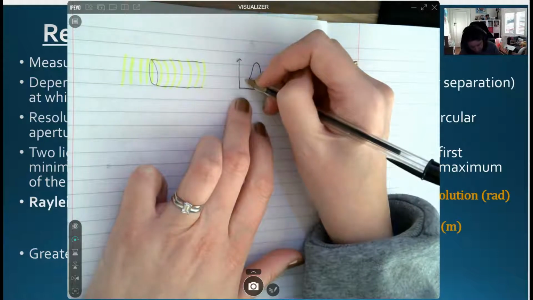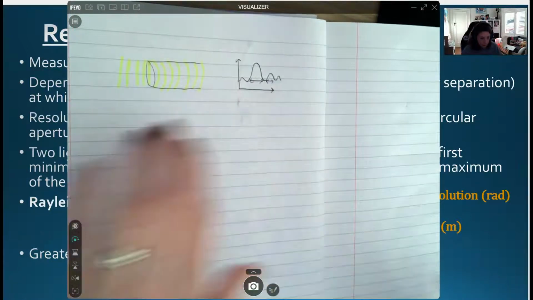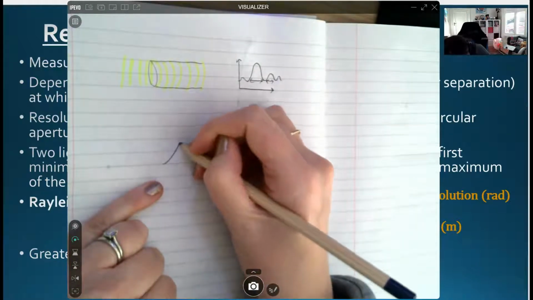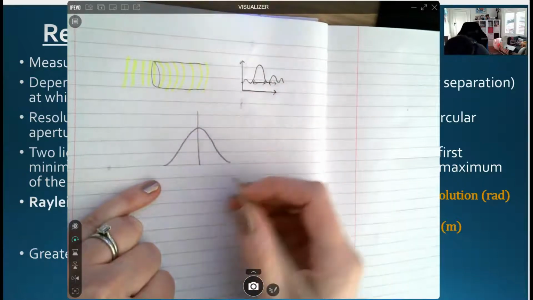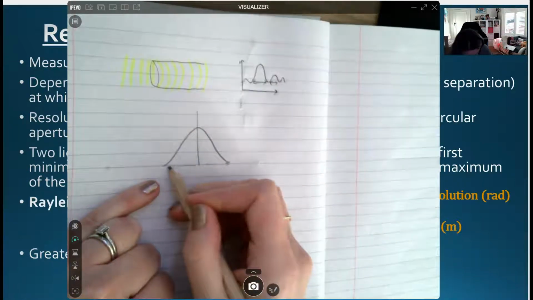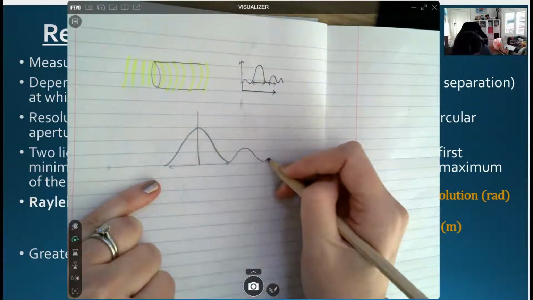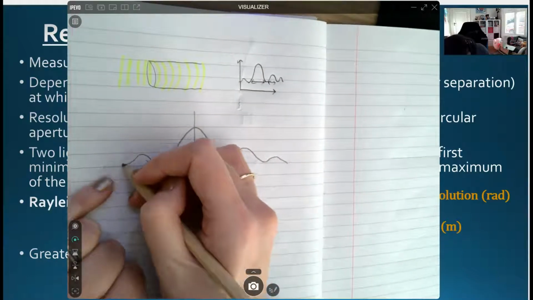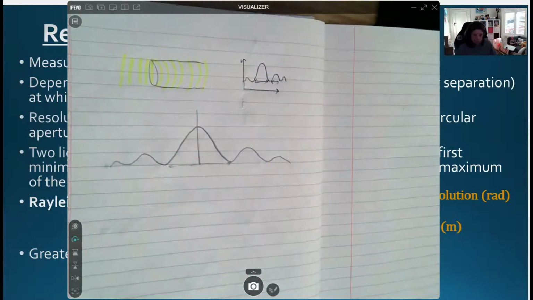I've probably not drawn that very well there. And then they go on the other side too. Let me just draw that a bit better because that is terrible. So you have a central fringe, that's twice as wide as the other fringes, and they're dimmer as well because they're further away. So that's the diffraction pattern of a single slit.